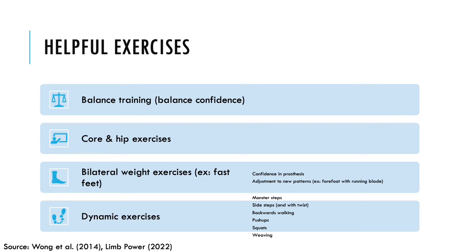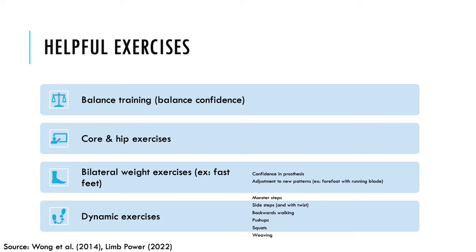So some helpful exercises for an individual with an amputation and prosthesis. It's going to be balance training and specifically balance confidence. So a lot of times when an individual gets a prosthesis, they're a little bit nervous to put that full weight onto that leg, so they're compensating, and this can affect their balance.